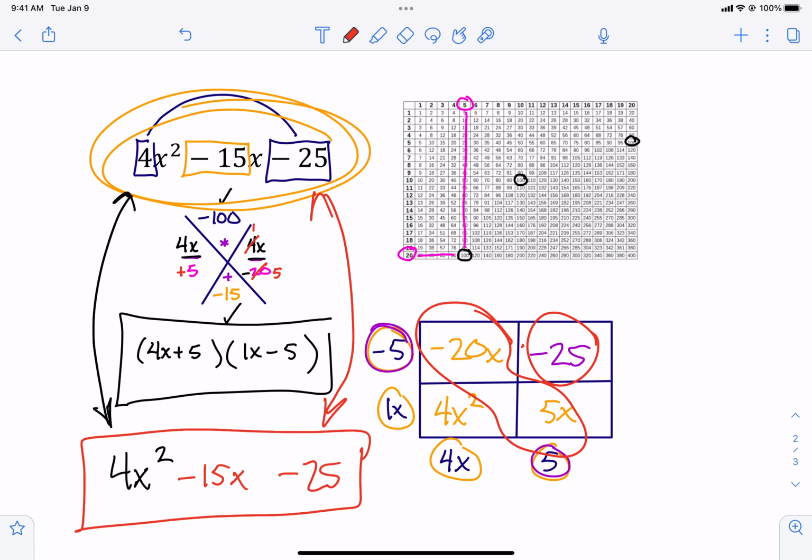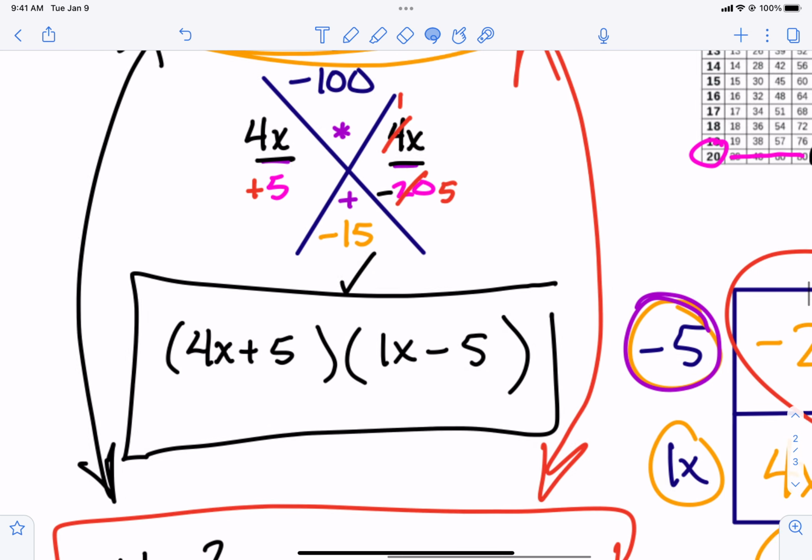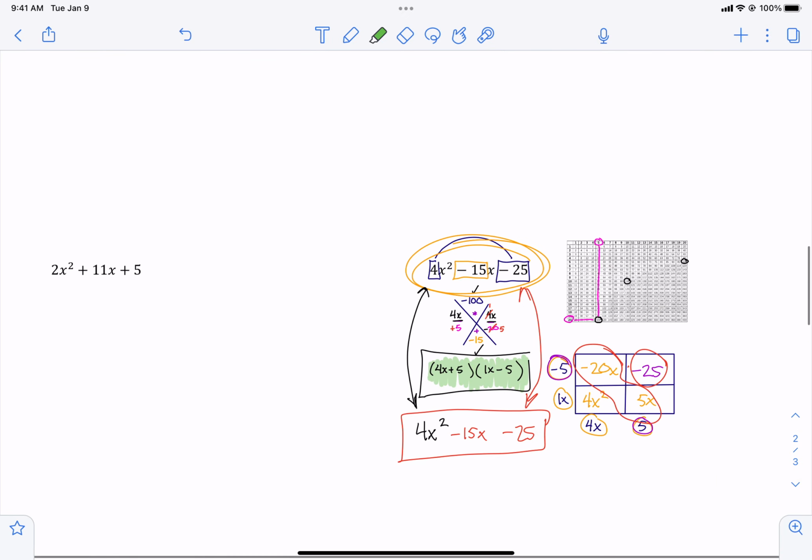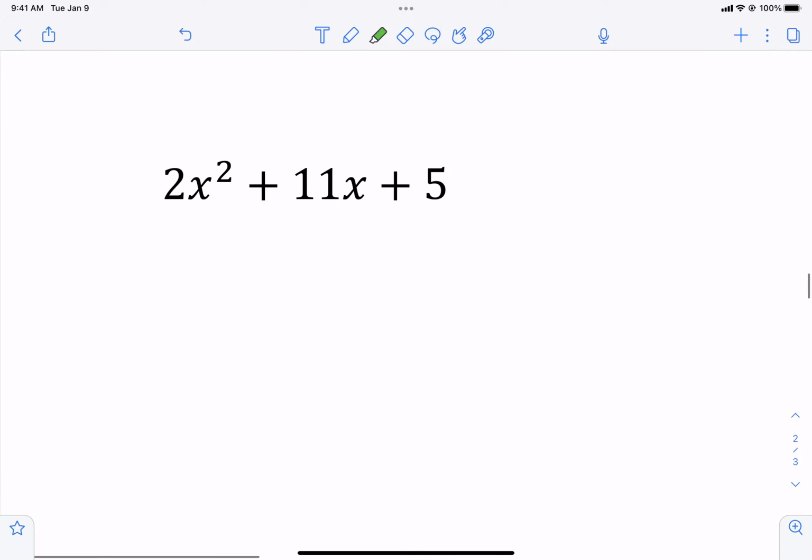So what we have done by using this method, and I know it was a little quirky when we did it, is we have in fact found a way to factor it, and this would essentially be what our answer is. Now, this method does take a little bit of practice, so that's what we're going to be focused on today. So here's another problem for us to tackle.